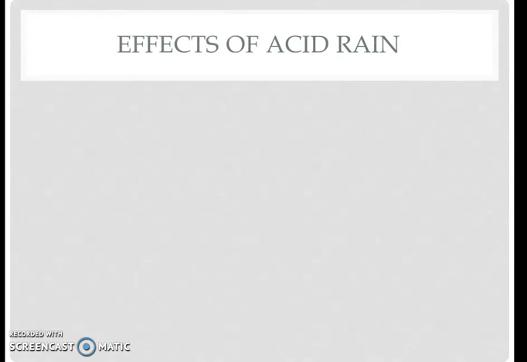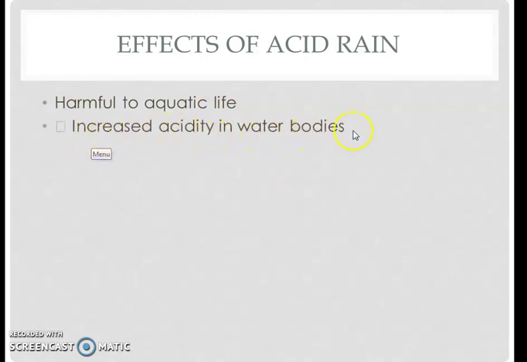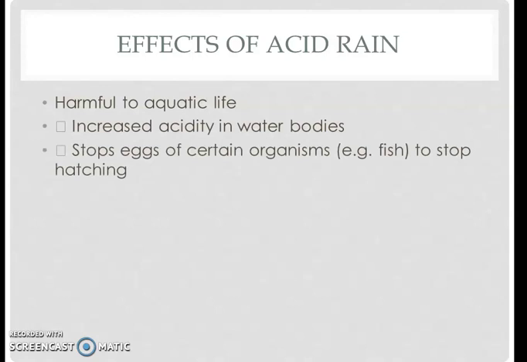Now, acid rain is harmful not only to human beings but to other creatures also. Here are some effects. It is harmful to aquatic life. In the beginning, you have seen in the picture how aquatic life is disturbed. Fish died because of acid rain. Also, it increases the acidity in water bodies. When the acidity in water bodies increases, it affects the organisms living in the water. It will stop the eggs of certain organisms like fish, so this will affect their hatching process. Hatching means when the young ones come out of the egg; that process is the hatching process.